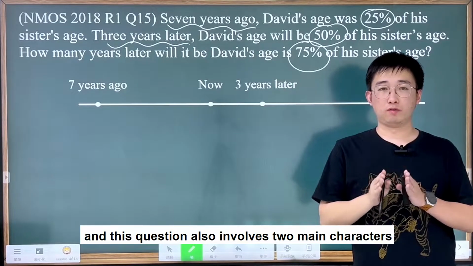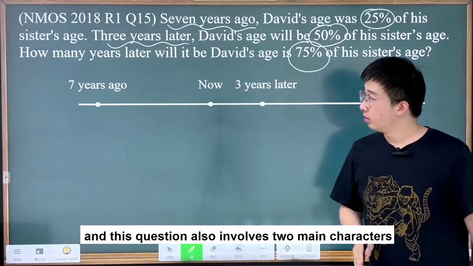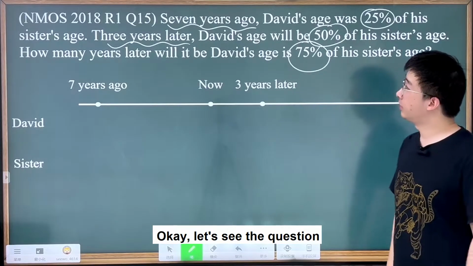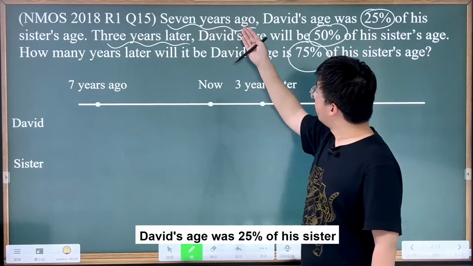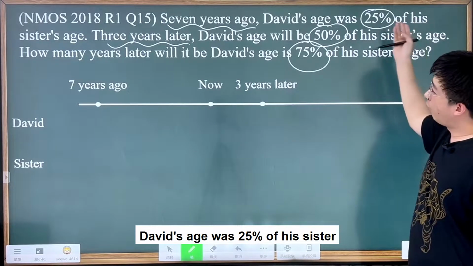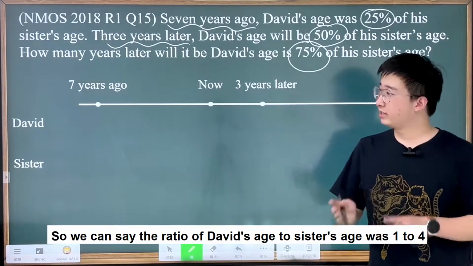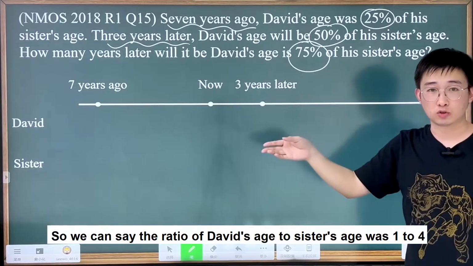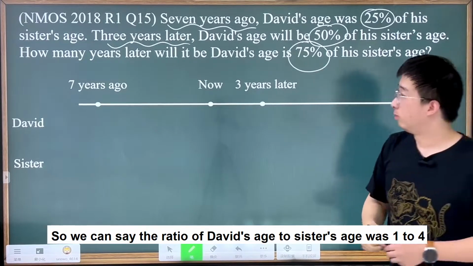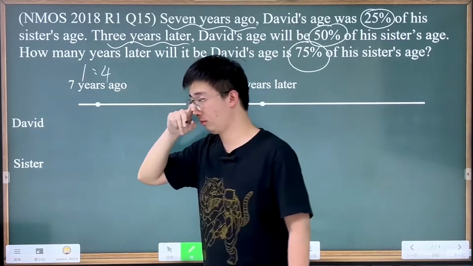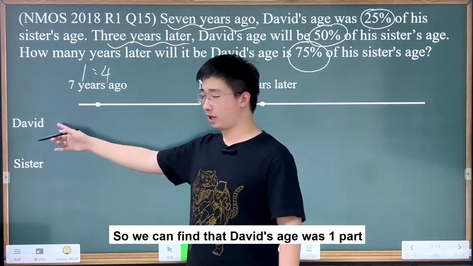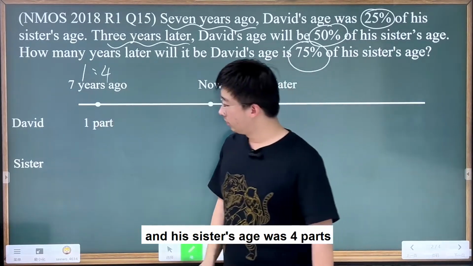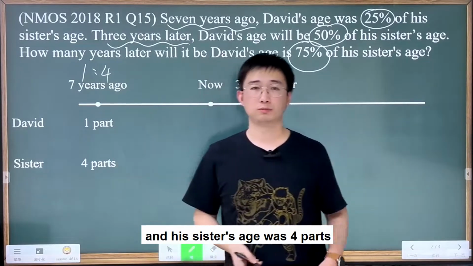And the question also involves two main characters, that is David and his sister. Okay, let's see the question. 7 years ago, David's age was 25% of his sister's age. So we can say the ratio of David's age to his sister's age was 1:4. So we can find that David's age was 1 part, and sister's age was 4 parts.